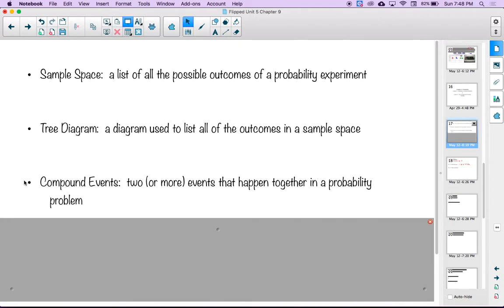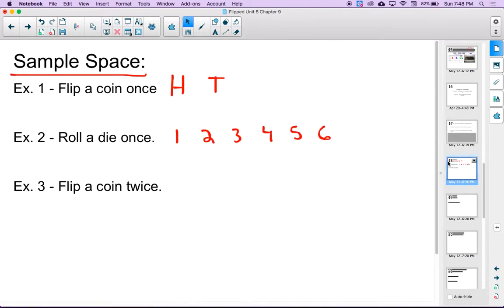We're going to skip down to this word. Compound events are two or more events that happen together in a probability problem. So when we talk about compound events, we're not just doing something once, we're doing it 2 times or 3 times. We're not just flipping a coin once, we're flipping it twice or 3 times or 4 times. We're not just rolling a die once, we're rolling it once or twice or 3 times. That makes it compound because there's more than one step involved.